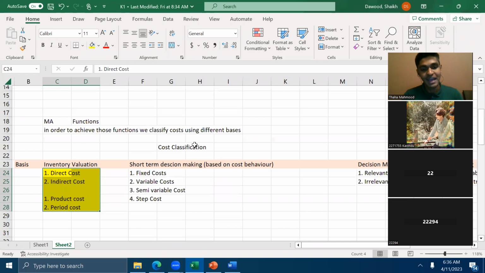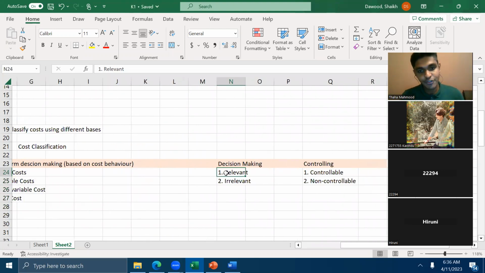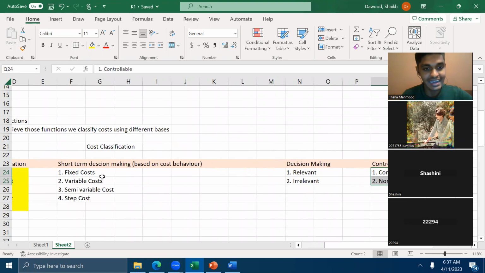So the plan for today is cost classification for short-term decision making, or cost classification based on cost behavior. In addition to that, I would be doing cost estimation techniques that are related to this area. If time permits, we can start cost assignment.